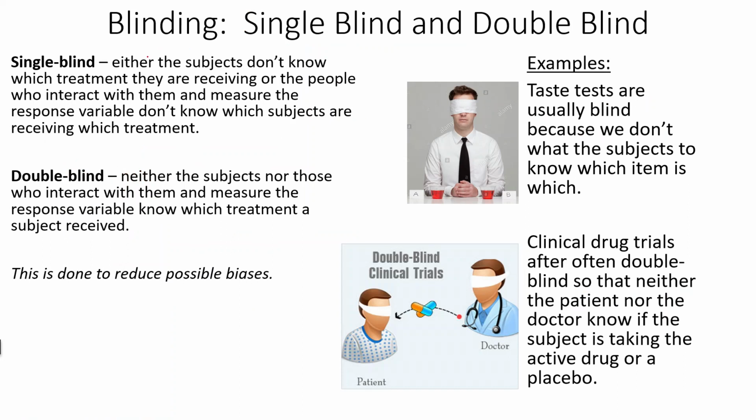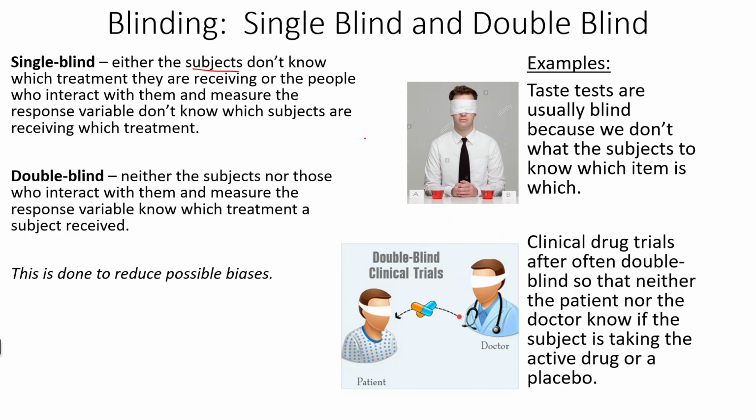All right, and the last thing here, blinding. So blinding is when somebody doesn't know what they're doing. Single blind means either the subjects don't know which treatment they are receiving or the people who interact with them don't know. Usually it's the subjects. The subjects generally don't know, or the person that's measuring the response variable.